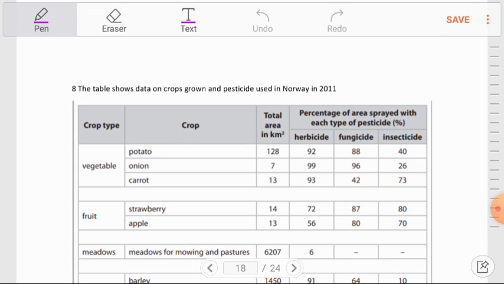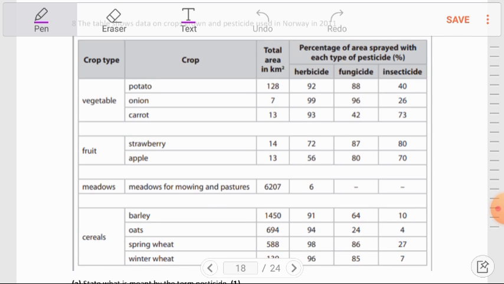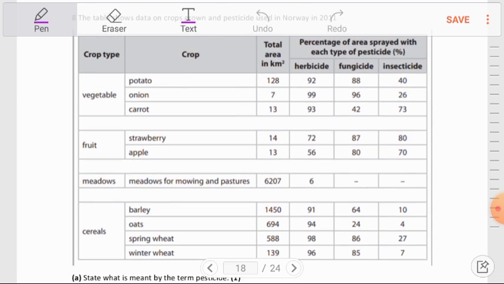The table shows the data on crops and pesticides used in Norway in 2011. We can see the different types of crops, the total amount of area covered by each crop, and the percentage of each type of pesticide: herbicides, fungicides and insecticides. These are the three pesticides used on each crop. All these things are featured in this table.